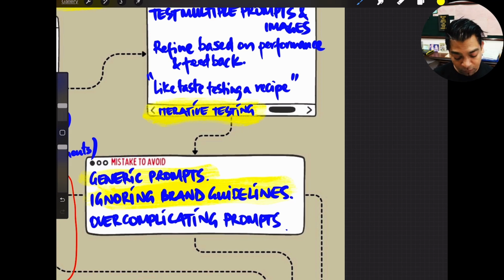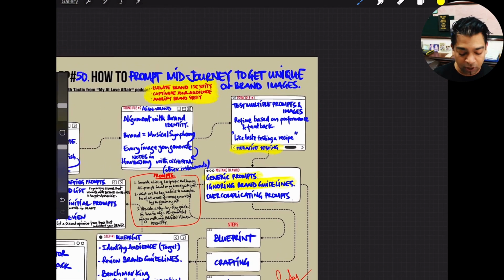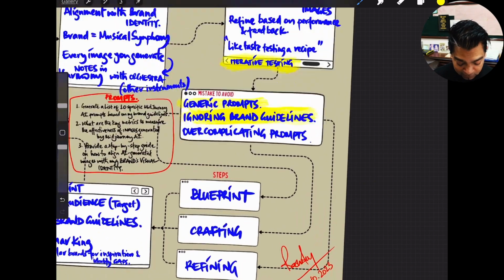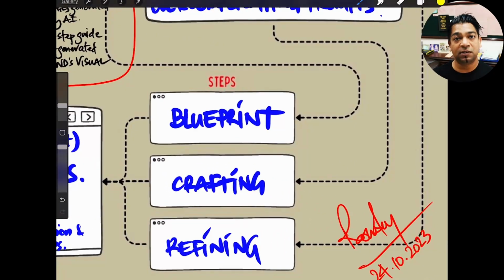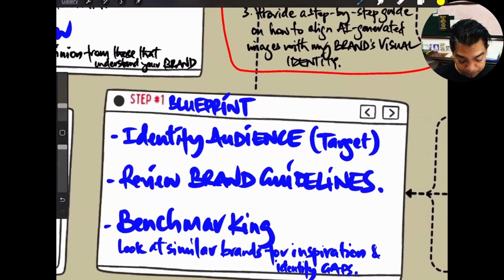And the last thing is to overcomplicate prompts. So don't make them too overcomplicated. I touched on that a little bit, so I'm not going to get into too much detail. So don't overcomplicate your prompts, don't create generic ones, and do not ignore your brand guidelines. 3 steps to doing this. The first is the blueprint, the second one is crafting, and the third one is refining. Let's get into each one of them.